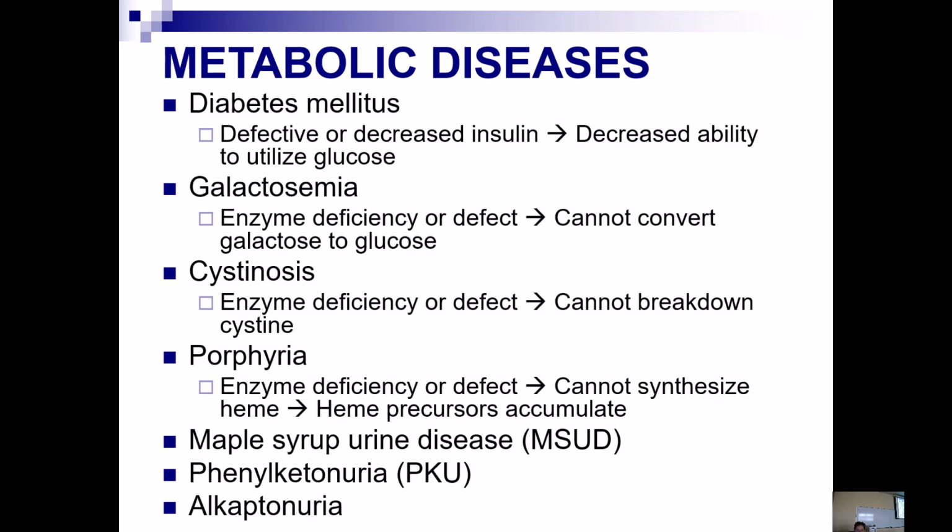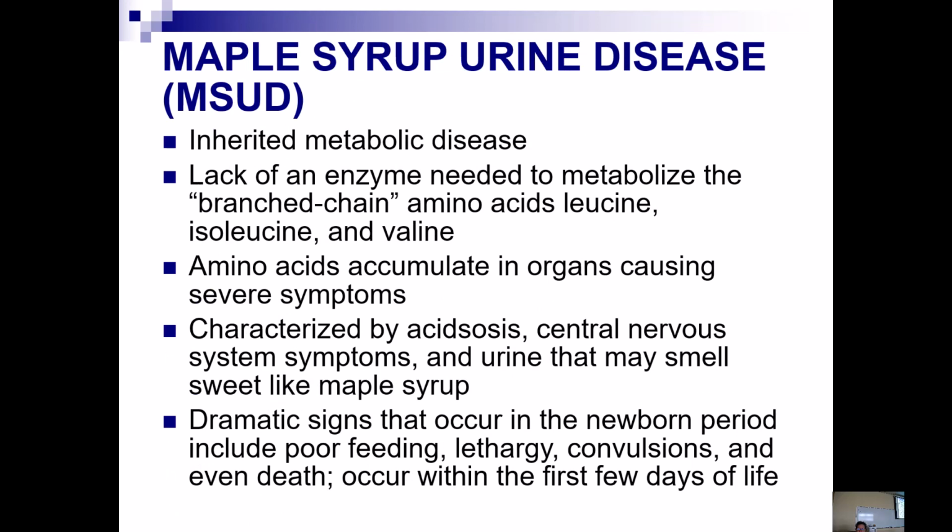Some of the ones: diabetes mellitus, we've talked about that. Galactosemia, we've talked about that one. We look for it in enzyme deficiencies. Cystinosis, enzyme deficiency to break down your cysteine. Porphyria, maple syrup urine disease, phenylketonuria, and alkaptonuria. So we're going to primarily here talk about those last three.